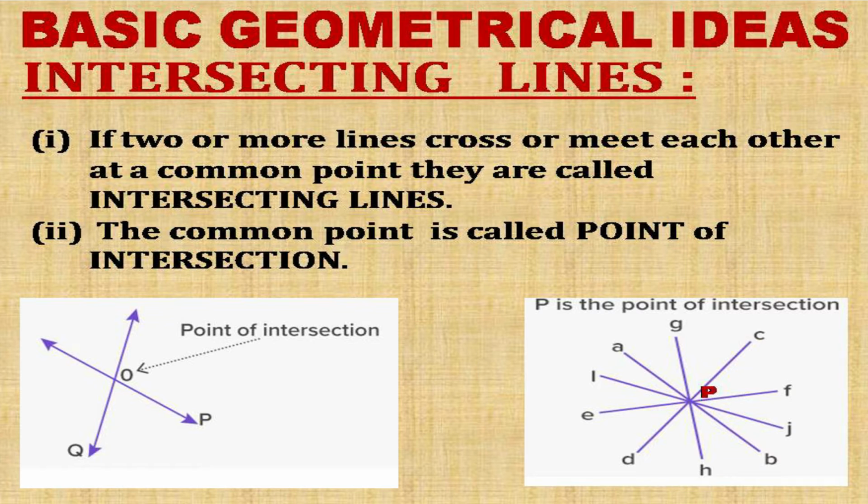If two or more lines cross or meet each other at a common point, they are called intersecting lines. The common point is called the point of intersection. Here you can see in the figure an example of a pair of intersecting lines and the point of intersection. Or you can see in the next figure, a number of lines, more than two lines, crossing each other, and the point of intersection is P.